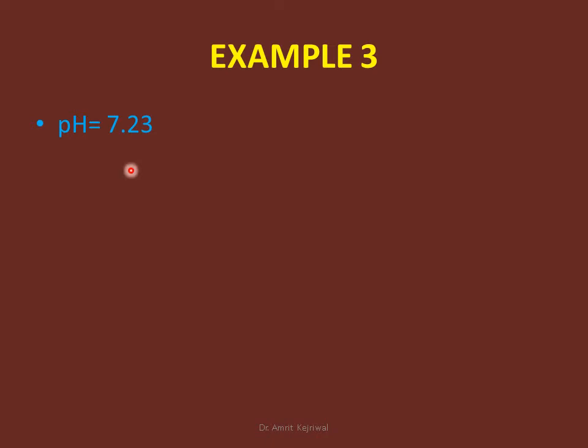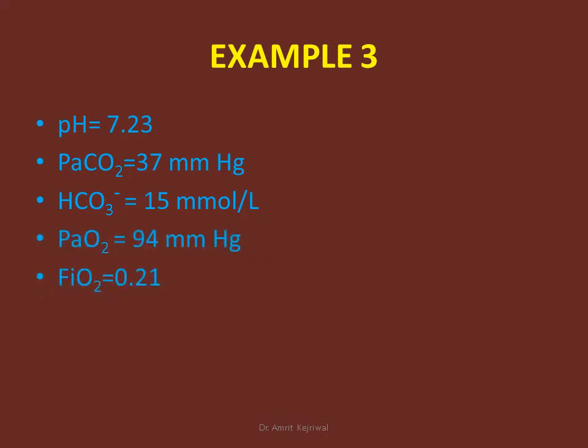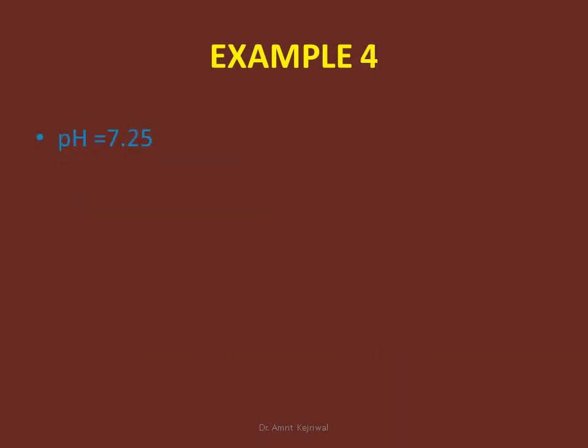And third, here the pH is 7.23, so pH is very low, acidosis. PaCO2 is 37, bicarb is 15, and PO2 is 94 millimeters of mercury at FiO2 21. So this goes in favor of acidosis. Bicarb is low, so it can be metabolic acidosis. Now is there compensation or full compensation? It is metabolic acidosis.